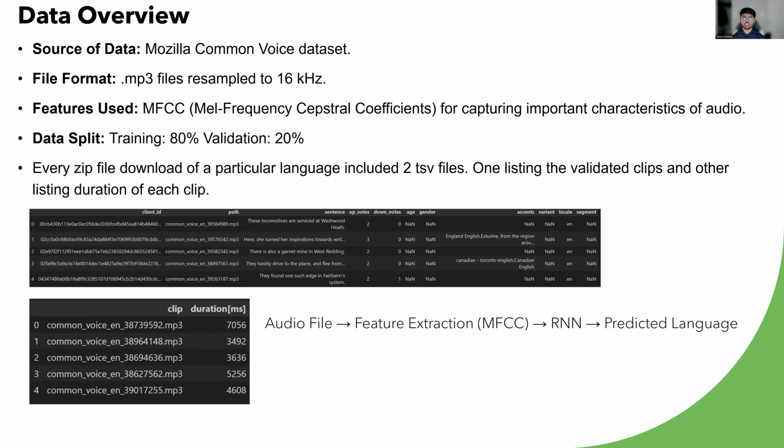Now, every zip file which I have downloaded for a particular language included two TSV files. One TSV file listed various metadata like the client ID, which is the unique ID of that audio file, the path of it, the sentence which was used in the audio file, and various other things like age and gender. And there was another file which showed the duration of each clip. Now, to clean this data, the main thing I was planning was to merge the various TSV files of the three different languages into one big file.